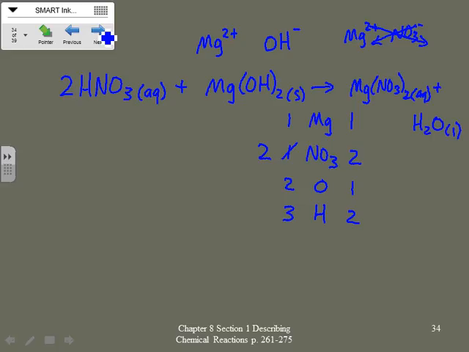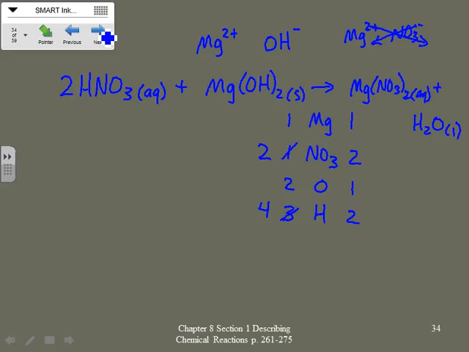But it changed something else. I put a 2 here in front of the HNO3, so now I've got 2 hydrogens here, but then we also still have 2 over here. So it's going to be 4 now. Everybody okay with that? Not balanced yet. But this one's actually not going to be that hard.